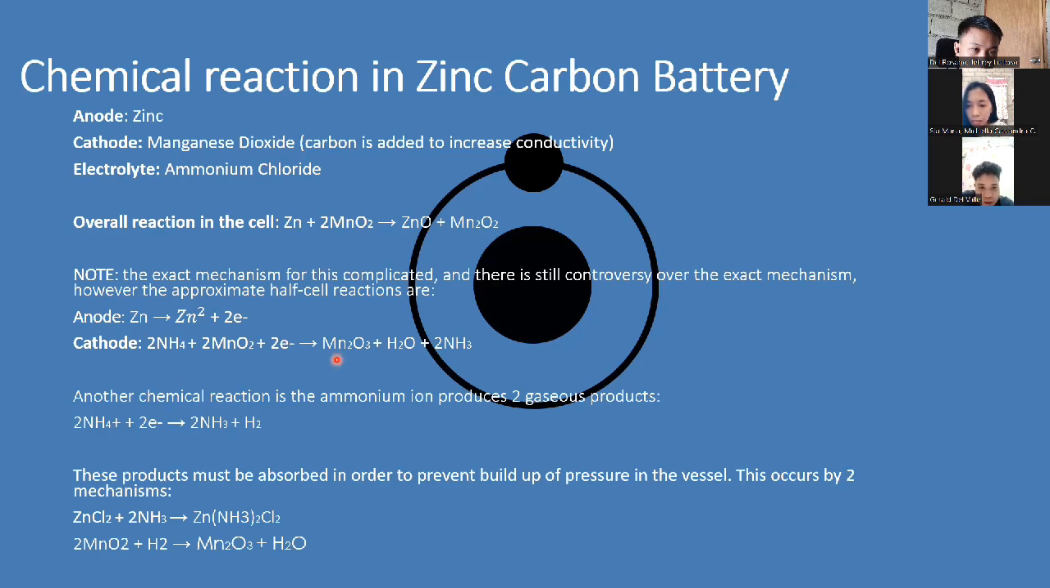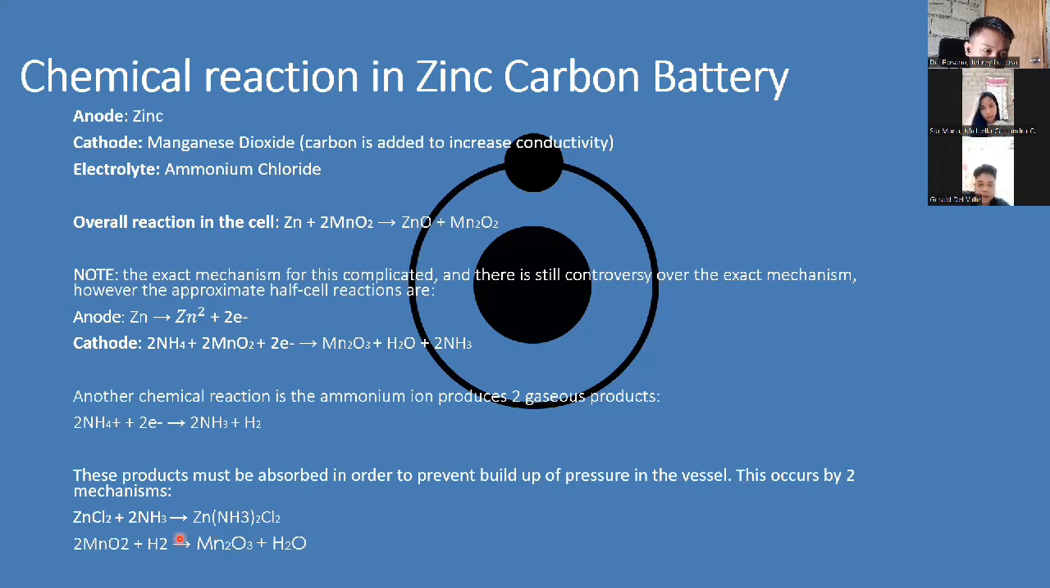Another chemical reaction is the ammonium ion producing a gaseous product. This product must be absorbed in order to prevent a build-up of pressure in the vessel. This occurs by two mechanisms.